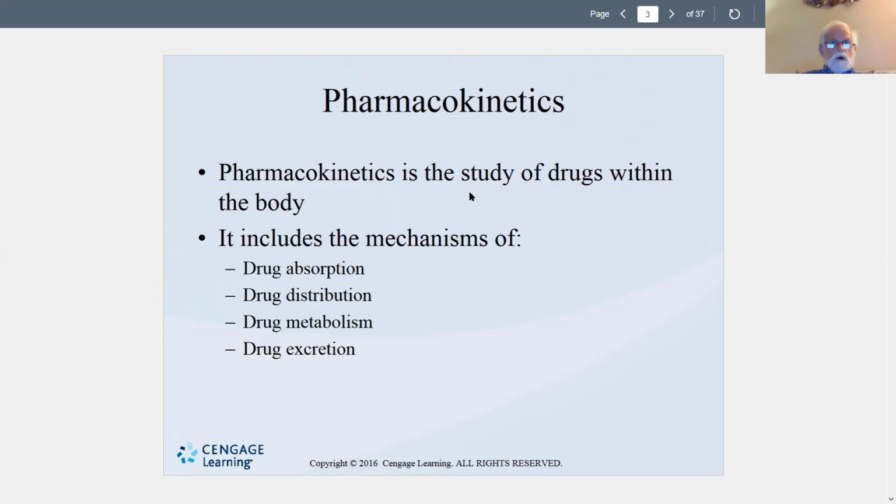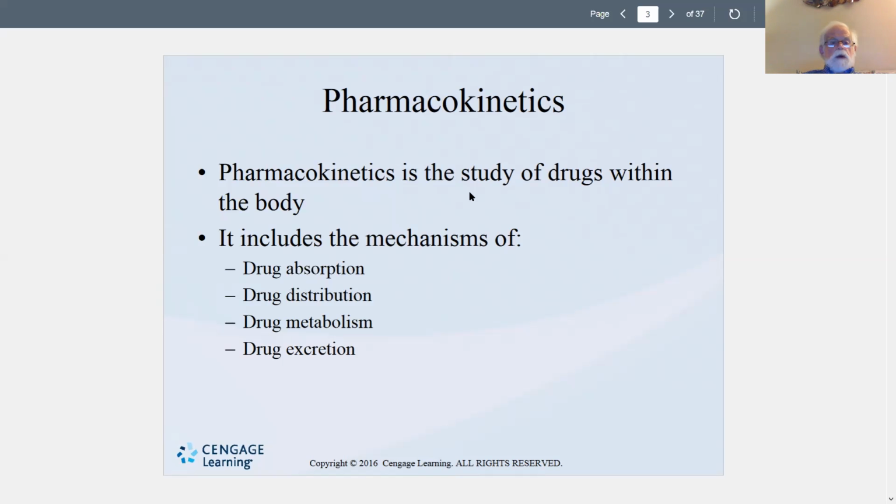The body doesn't like drugs. The body has mechanisms for detoxifying, which is an interesting thought when you're talking about drugs. That means that the body recognizes them as toxic. So the body wants to get rid of them. So it metabolizes the drug, and then the last step is excretion. It puts them out of the body.